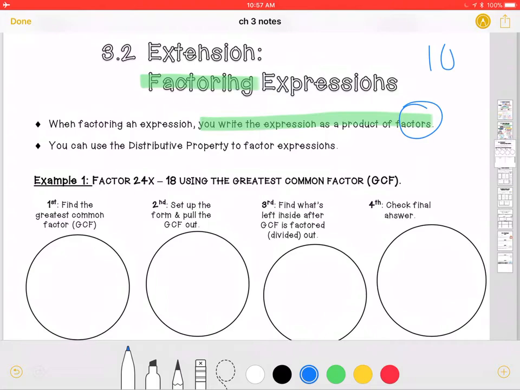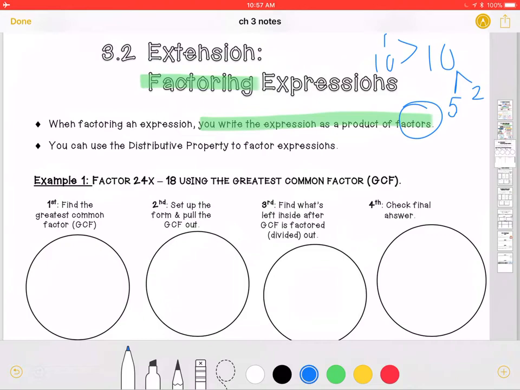Whereas multiples are when you're making the number bigger, like 10, 20, 30, 40. When you multiply that number by another number, it gets bigger. But factors are when you break down that number. Like I know 5 and 2 give me 10 if I multiply them. Another pair of factors for 10 are 1 and 10. Those are factors of 10.